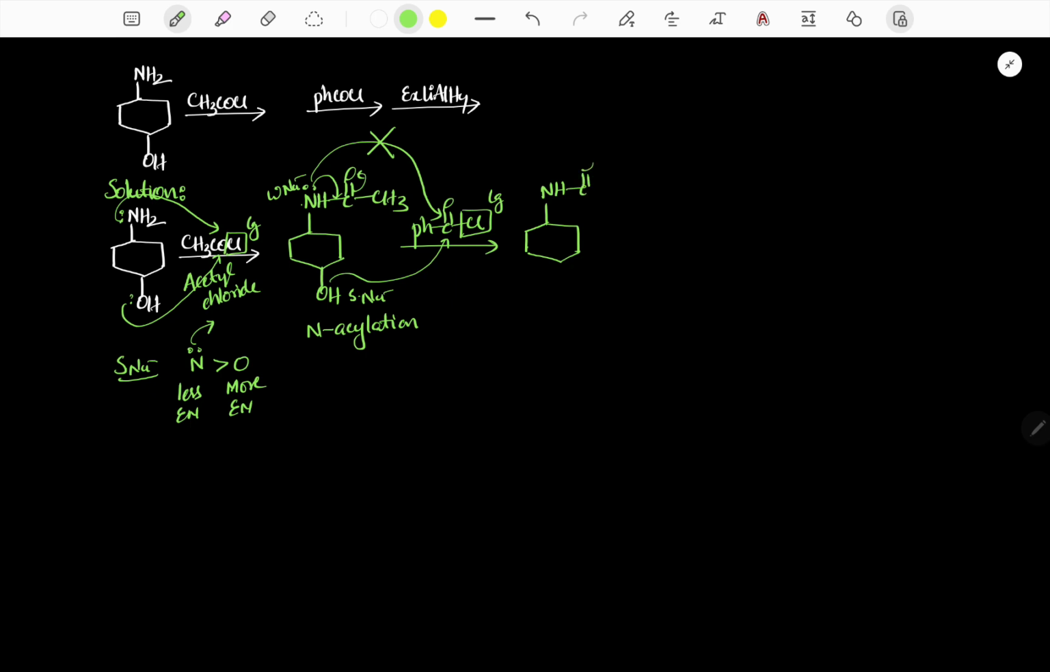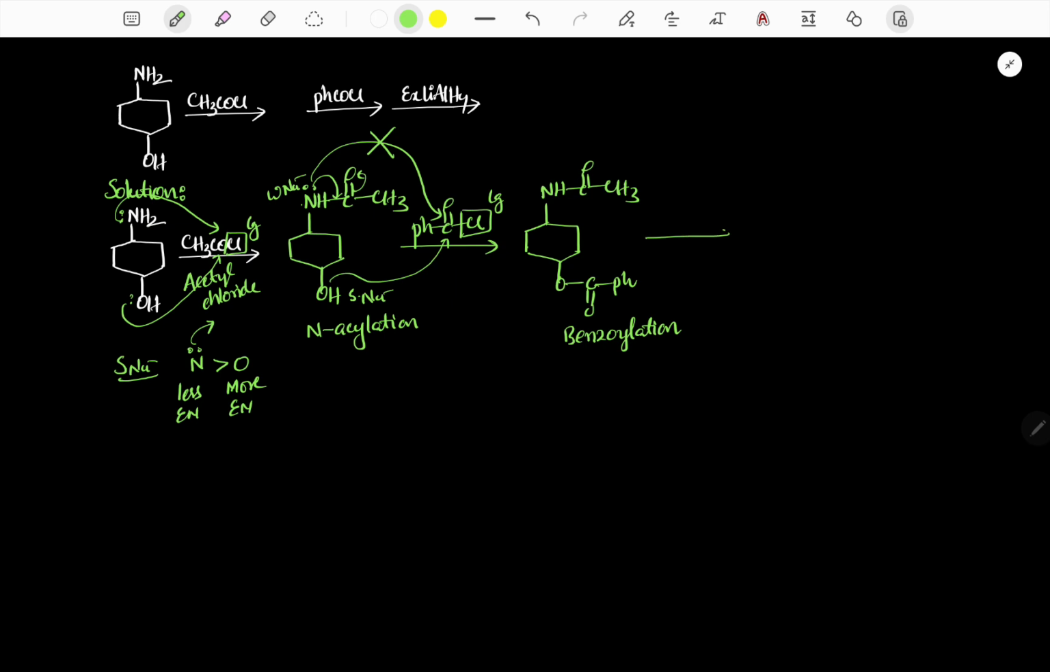Finally the corresponding product is here NHCOCH3 and here OCOPh. So this reaction is known as benzoylation.